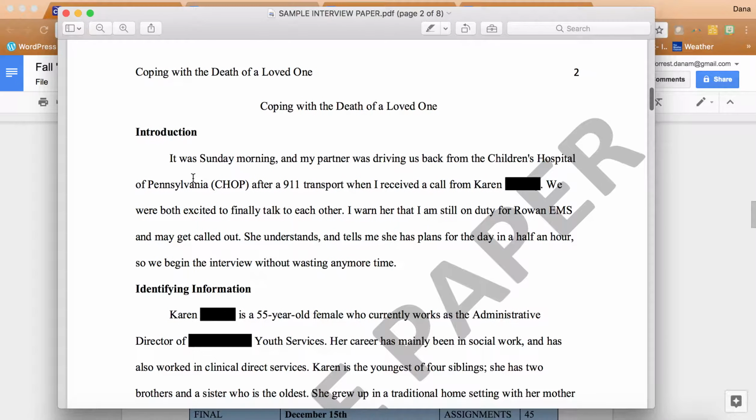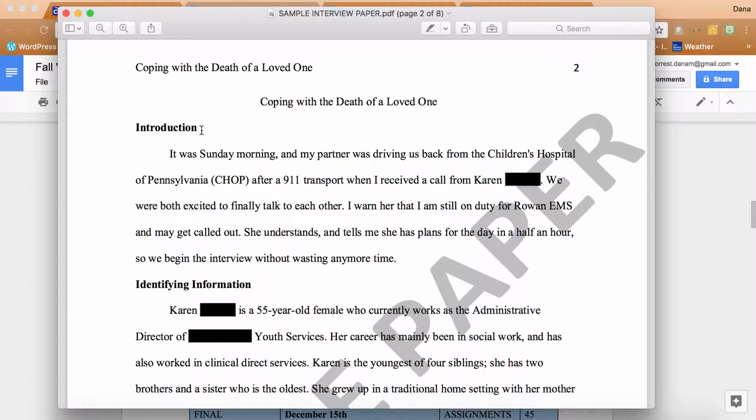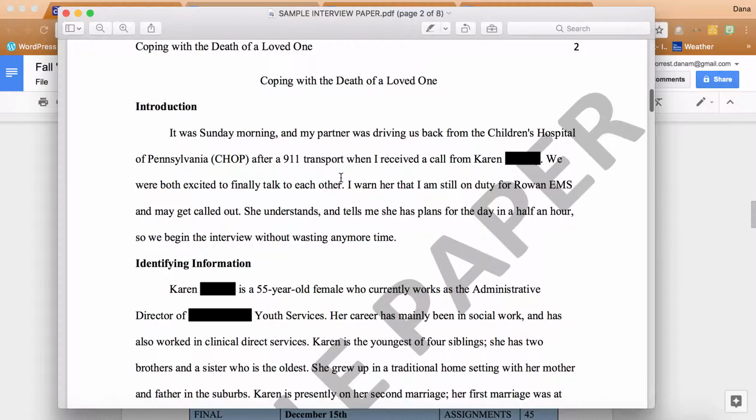All right. So these in bold, these are the students' subheadings that they used. Introduction, identifying information. And I want you to note in this paper, which you guys have access to, the way that they're telling the story. I do not want to know every single thing that was said in the interview. I kind of want you to tell it to me like it's a story.